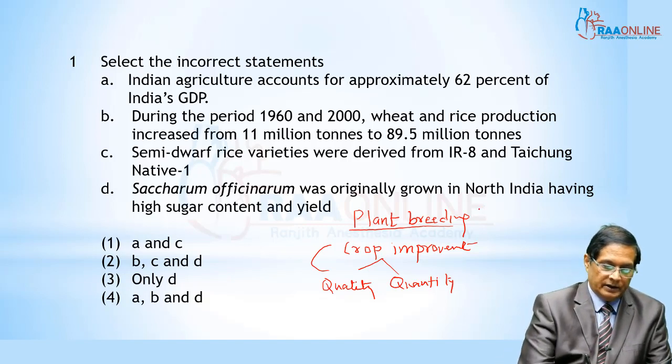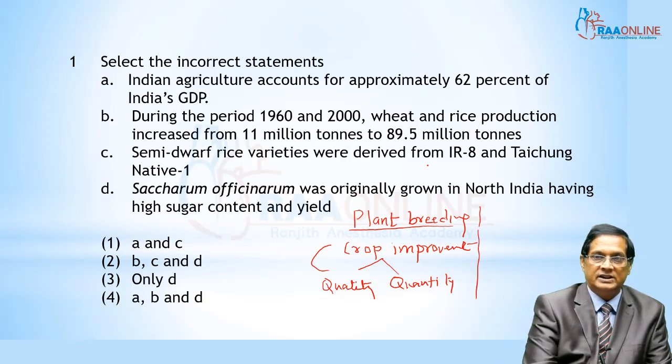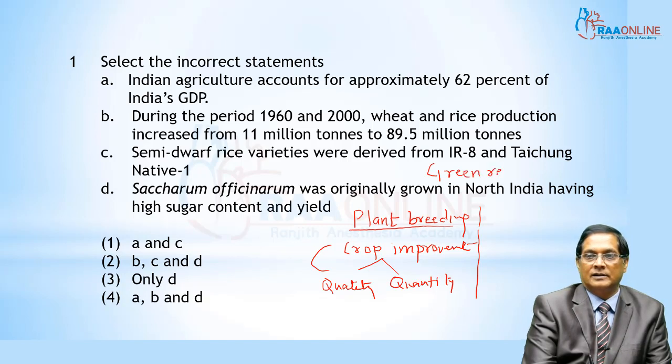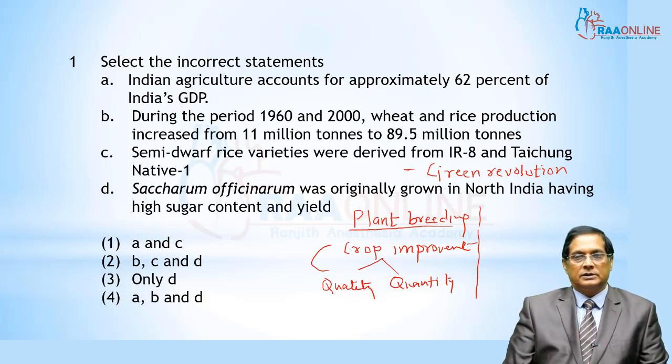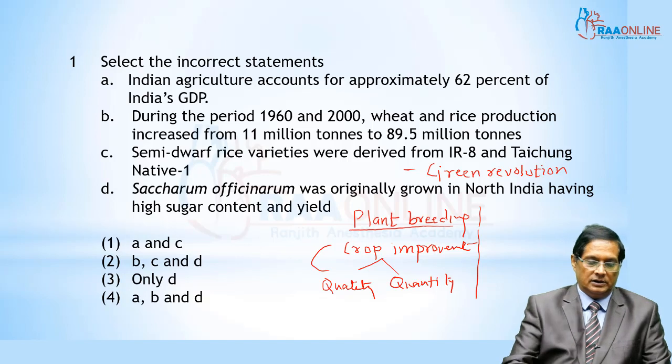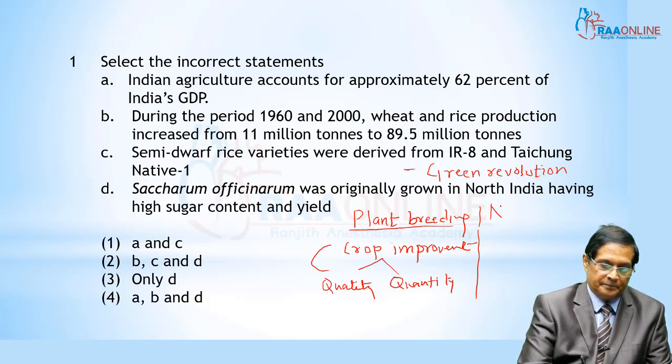And for plant breeding, in 1970, Green Revolution was started. Green Revolution, question generally asked from this one. And Green Revolution, the credit goes to Norman Borlaug, American. He was the originator of this particular program, that is Green Revolution. So Norman Borlaug, father of Green Revolution.